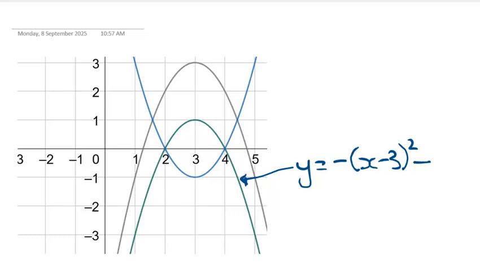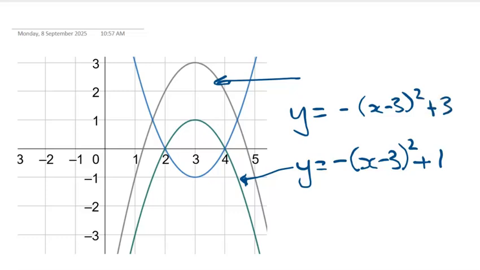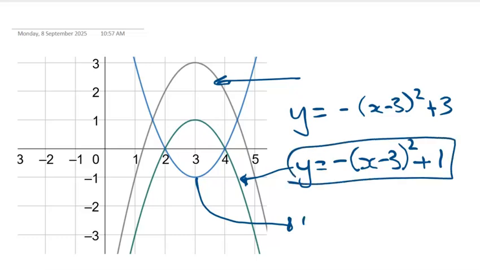No, it's not. That's the second one. That's after it's been shifted down. The first one is this one here, y equals negative x minus 3 squared plus 3. And then the blue one is this one reflected in the x-axis.